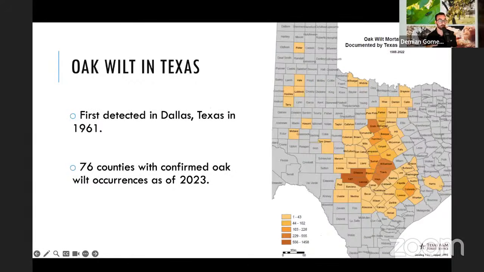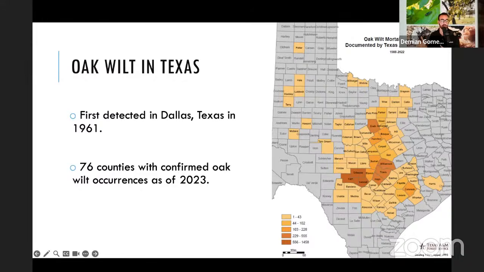And when we look a little bit closer to Texas, it was first detected in Dallas in 1961, and we do have some records from the early 1930s of some reports mentioning this disease in places like Austin, but it was never confirmed as oak wilt. So the first official report actually came out in the 1960s.